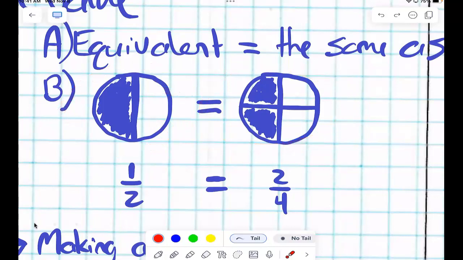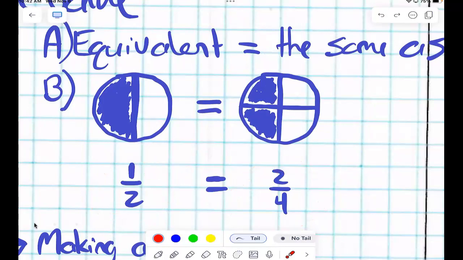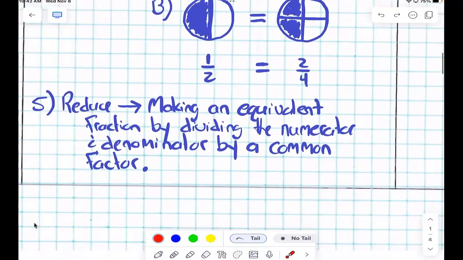Are these two fraction pictures equivalent? Yes. Even though they look a little different, they're still the same? Yes. Are these two fractions equivalent? Yes. Even though they look a little bit different, they're the same? Yes.